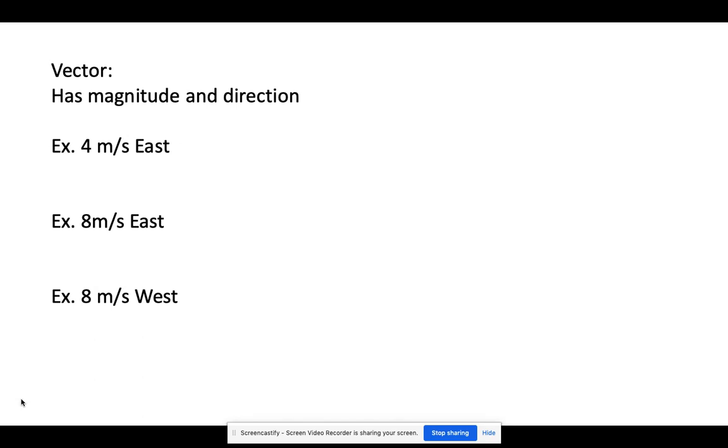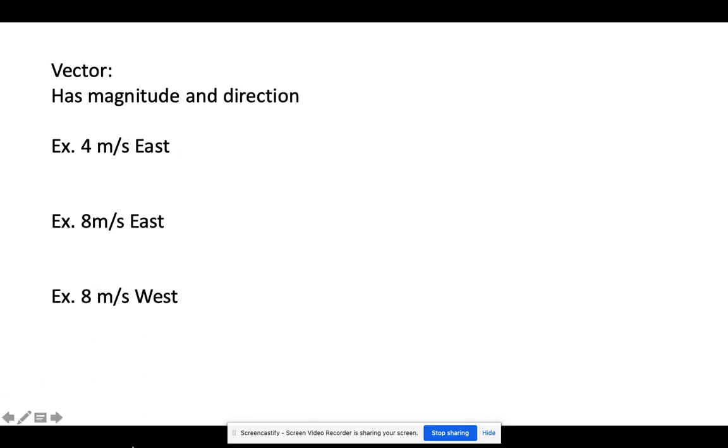All right, so what we're gonna be talking about today is something called vector fields. That's a math topic, but it has a lot of application in physics, and we're going to get into how those vector fields relate to physics and specifically gravity.